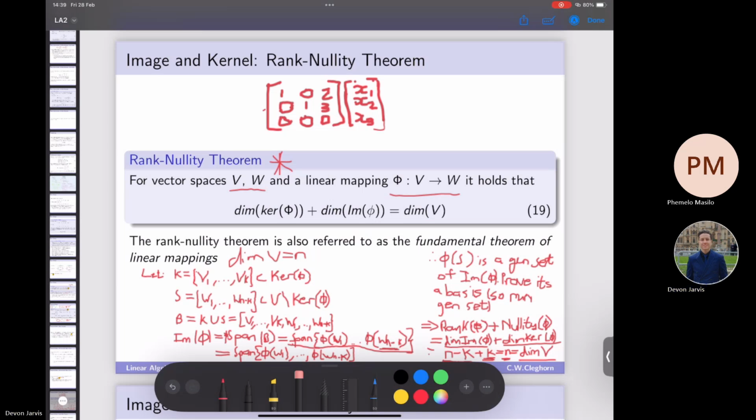On the flip side, the amount of information that is kept, the dimension of my image, is the amount of information I can still keep. The amount of information I keep and the amount of information I lose must equal the amount of information I start with. That's essentially what this theorem is saying. Does that help you? Sweet.